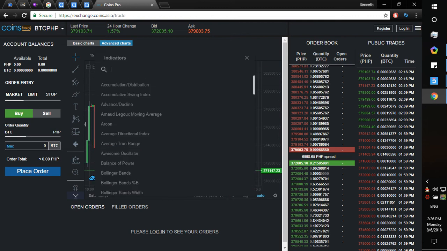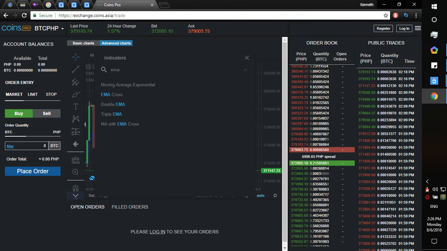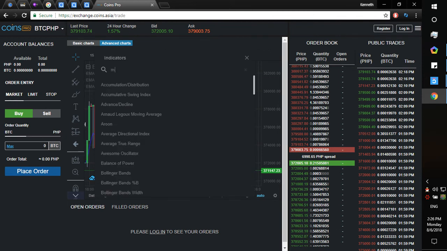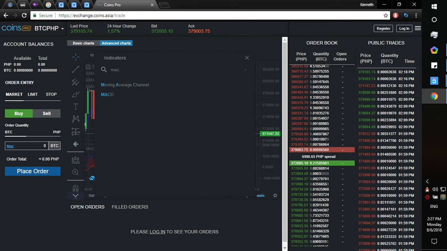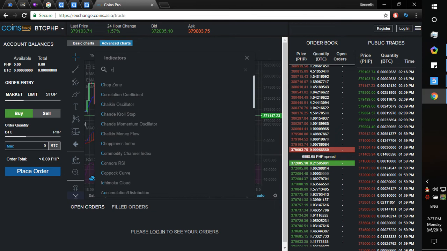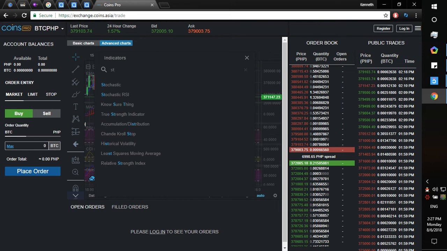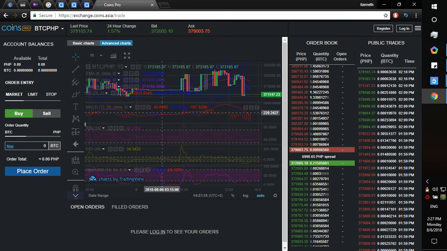What I use is the triple M strategy, so moving average exponential, 1 2 3, and also the moving average convergence divergence, MACD, relative strength index, RSI, commodity channel index, CCI. I also sometimes use the stochastic, and of course the Bollinger Bands. Now we're gonna format this one.